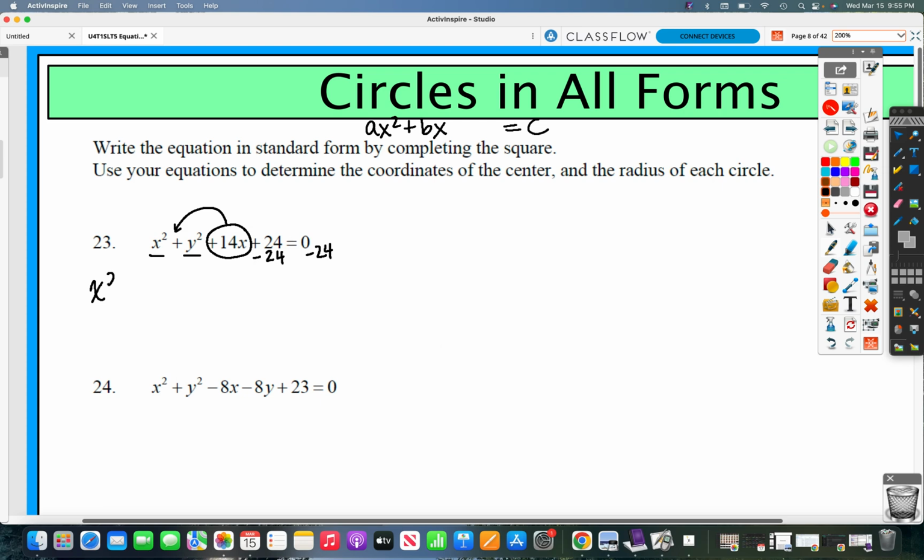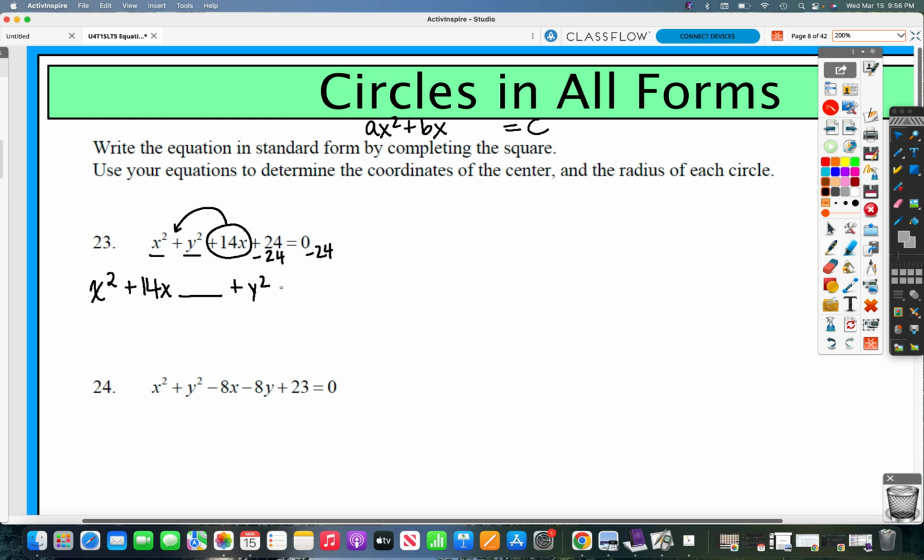So I'm going to start here by doing x squared plus 14x. I'm going to leave a blank. That's going to be where I complete my square. Now I'm going to write my y squared, and there's nothing else that really goes with y squared. So do I really have to complete the square with y squared?